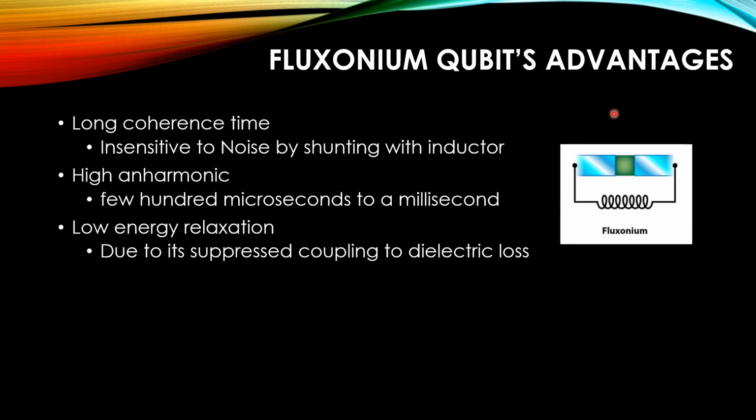Here are some advantages of Fluxonium qubits. It has a very long coherence time. It's very insensitive to noise. By shunting with an inductor, and we will talk about why this inductor is very powerful in the next slide, it has a very high anharmonicity, with coherence times from a few hundred microseconds to a millisecond, and it has very low energy relaxation due to its suppressed coupling to dielectric loss. So apparently it has all these advantages that the other three qubits do not have. And we'll talk about why in the next slide.